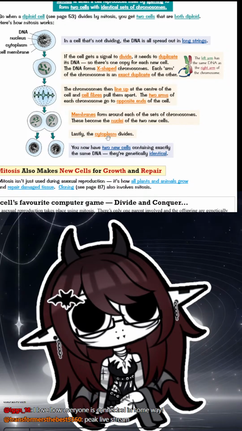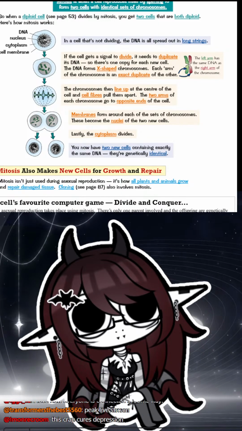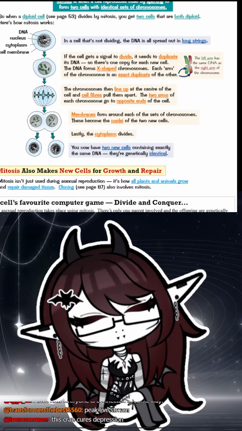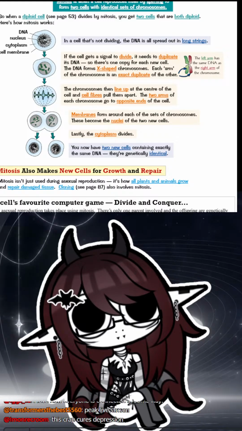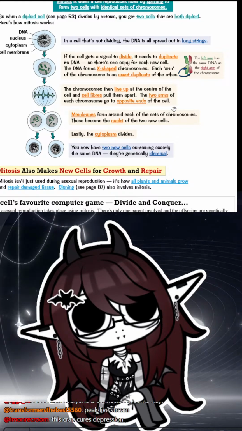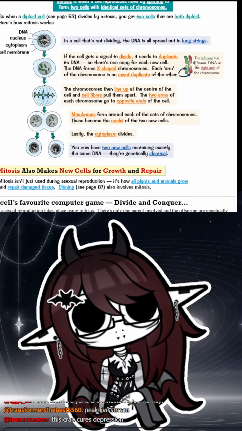Where was I? And lastly, the cytoplasm divides. You now have two new cells containing exactly the same DNA. They're genetically identical. Remember why they're identical? Because we had our chromosomes which are matching here.